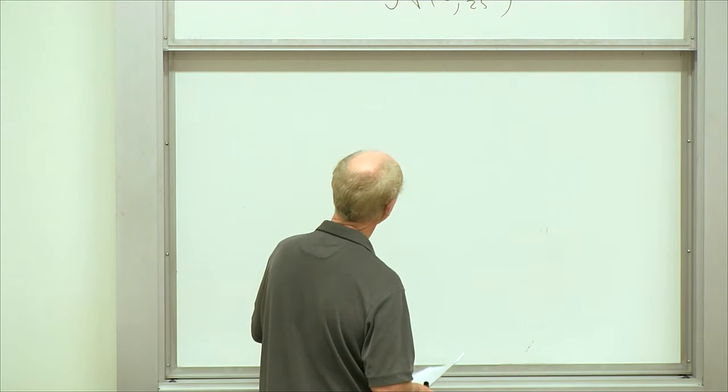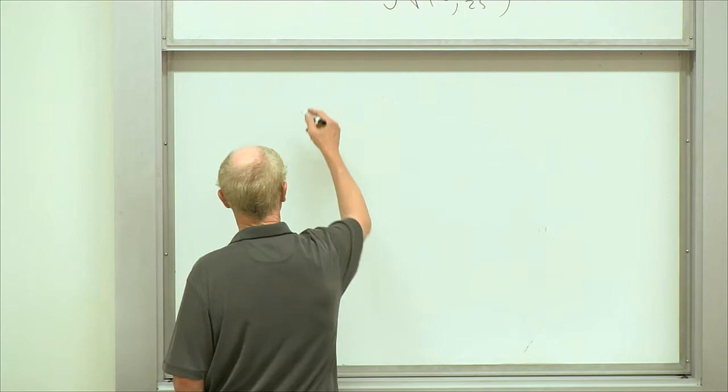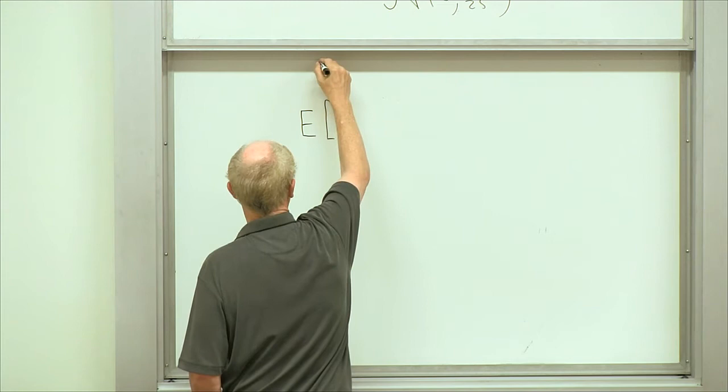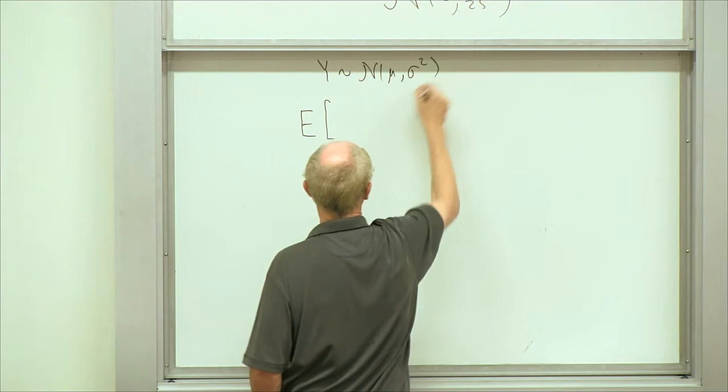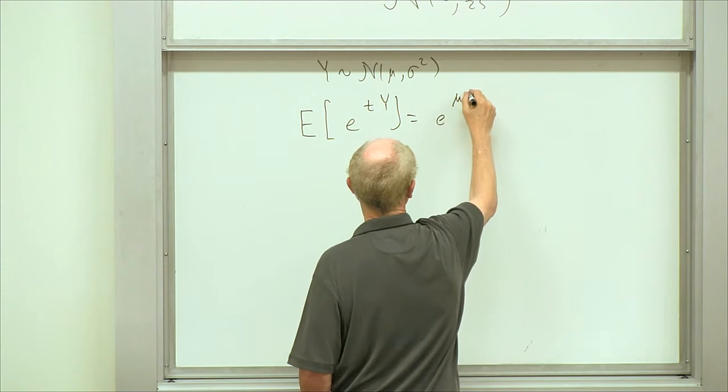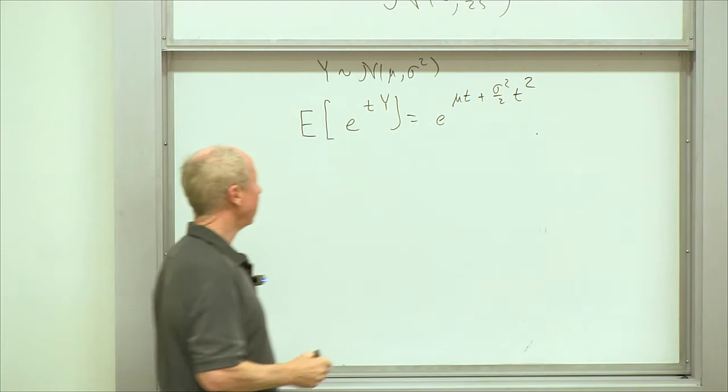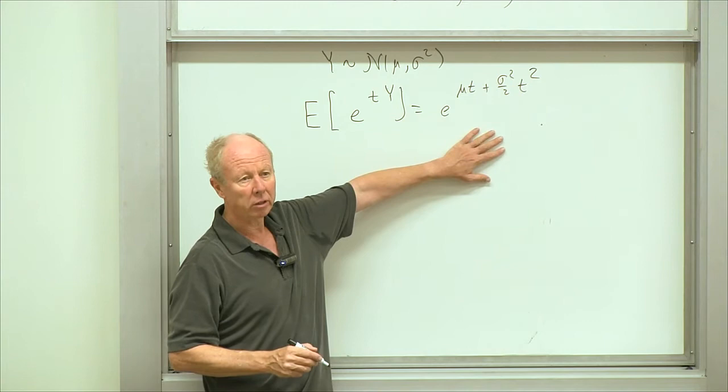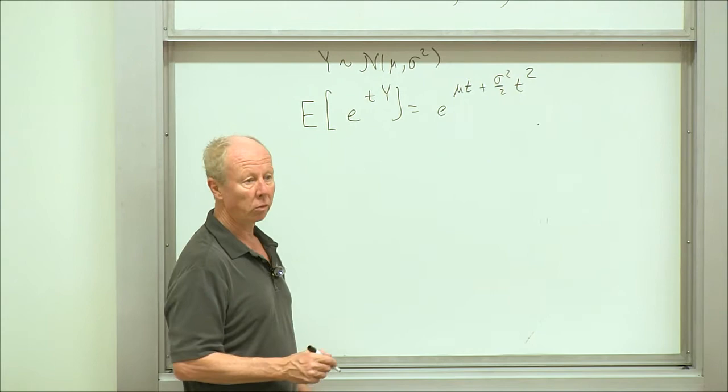If you really wanted to check, how would you do that? You could compute the moment generating function. If you recall, if y is normal with mean mu and variance sigma squared, expected value e to the ty is e to the mu times t plus sigma squared over 2 t squared. And if you come across a random variable with this moment generating function, then you know its distribution is normal with mean mu and variance sigma squared. So let's apply that to compute the distribution of x bar.